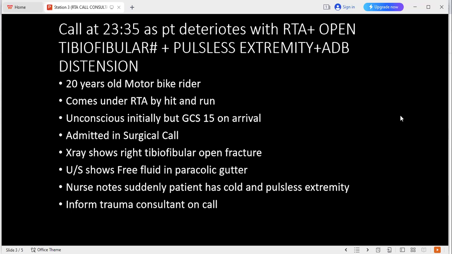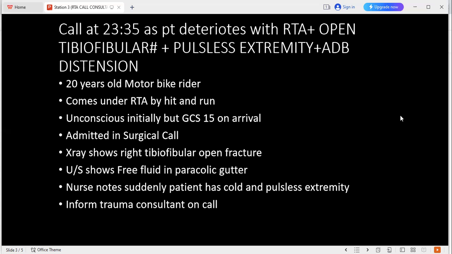On investigation, the X-ray confirmed there is a tibiofibular fracture, and the abdominal ultrasound shows there is free fluid in the abdomen, and also fluid in the paracolic gutters. And the nurse called me, and on examination of the limb, there is a pulseless extremity. So based on this, I'm worried this patient has arterial injury. I'm calling you to update you because this patient may need urgent surgical intervention.